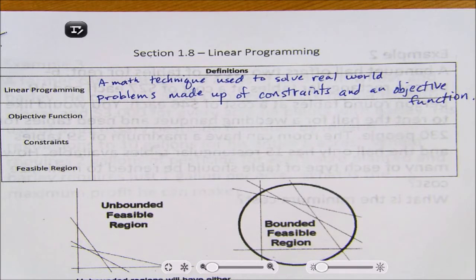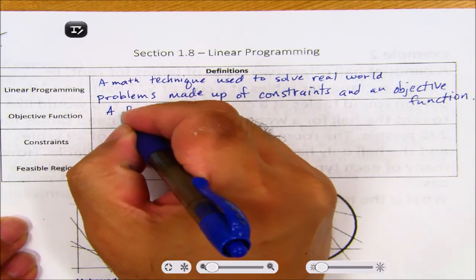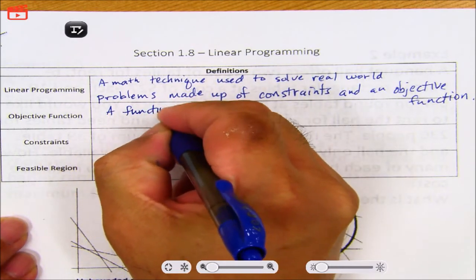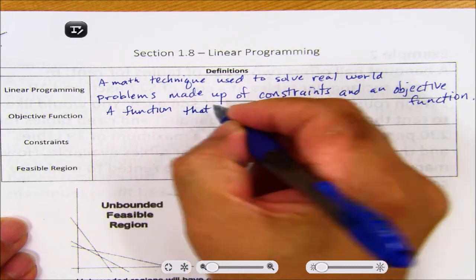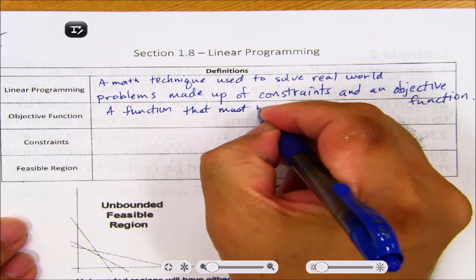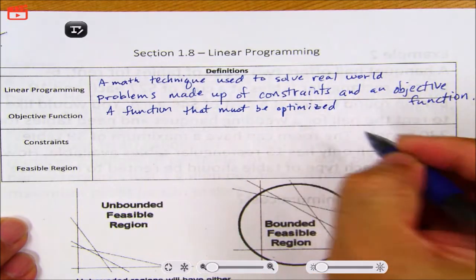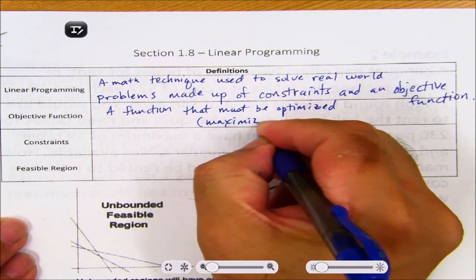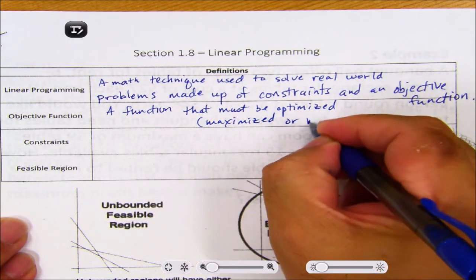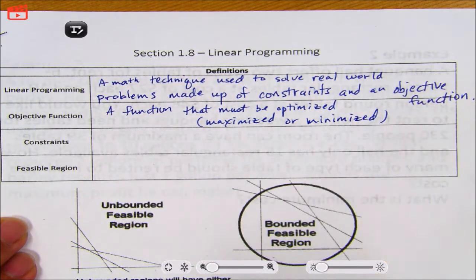All right, ready? Objective function. The objective function is a function that must be optimized. When I say optimized, that means maximized or minimized. Like we want the smallest value or the biggest value.